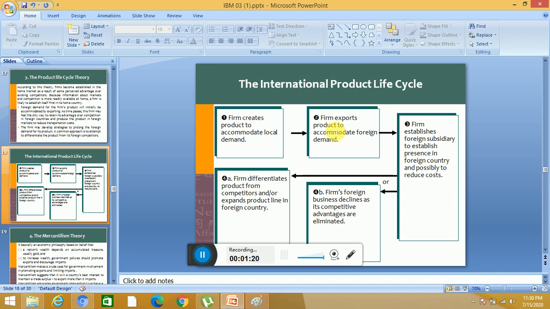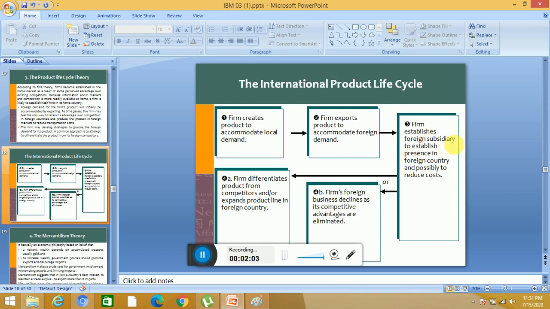Then after that, they will start exporting the product to foreign countries to accommodate the foreign demand. If there is demand in the foreign countries, their first strategy will be exporting, and they will fulfill the demand of the foreign countries. But this will be at a small scale. Why? They want to develop their product in that market, and when they get more and more demand in that country, what will they do?